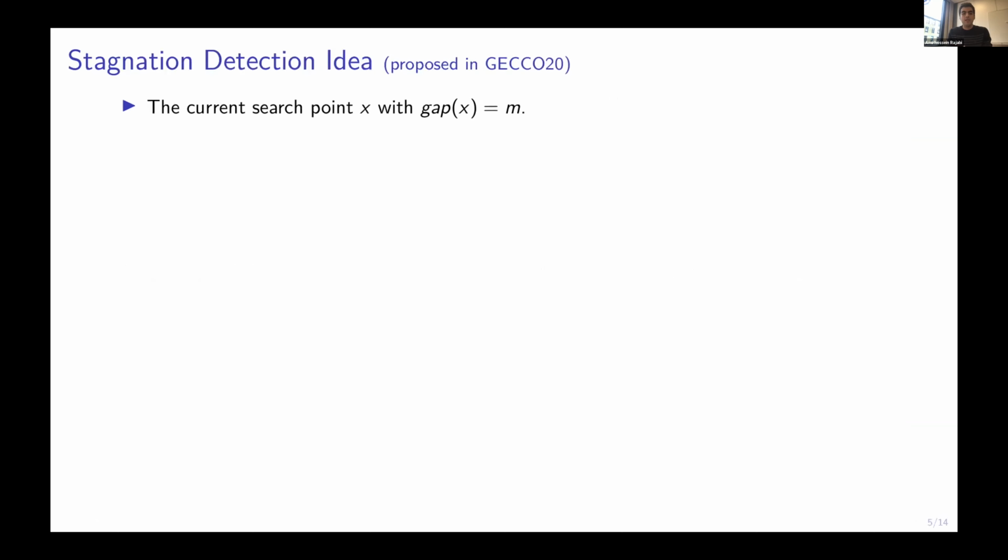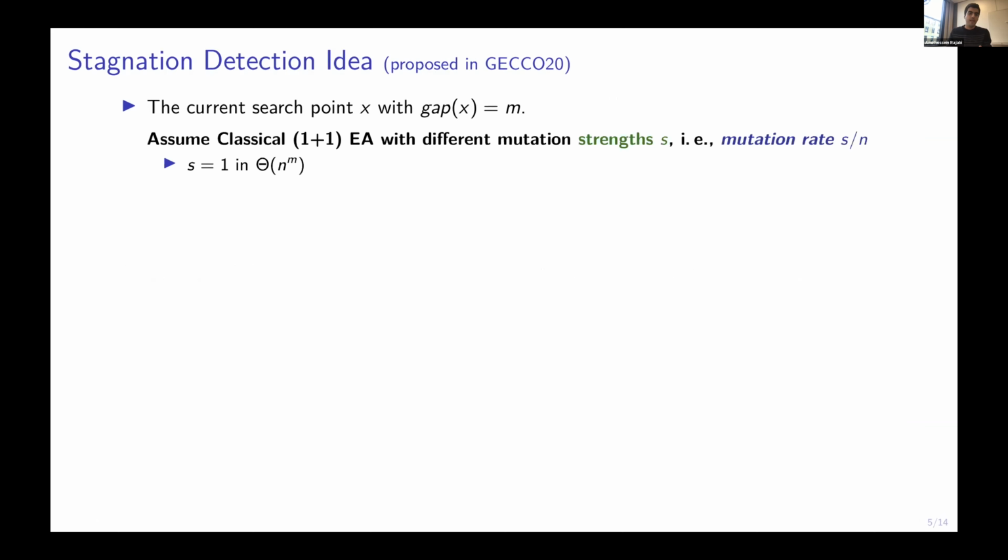Let's look at the original stagnation detection first. In this talk, the problem that we want to investigate is making progress with the current search point x such that the gap of x equals m. It means that m bits have to flip simultaneously to make progress. If we consider the classical 1 plus 1 EA with mutation parameter s, or in other words, the mutation rate s over n. When s is 1, the improvement time of the 1 plus 1 EA would be theta n to the power of n.